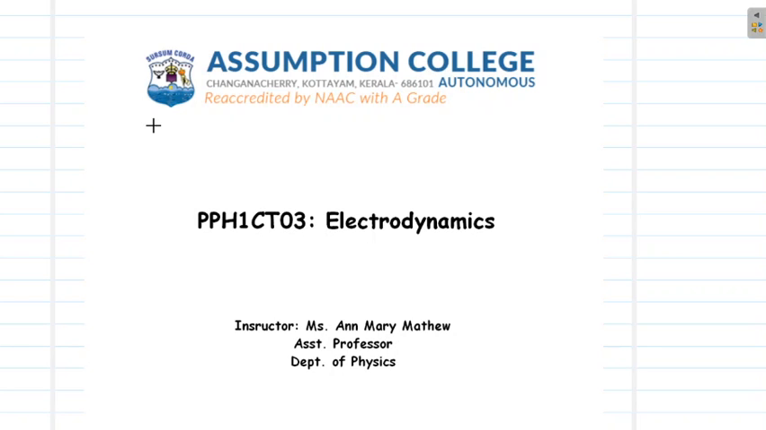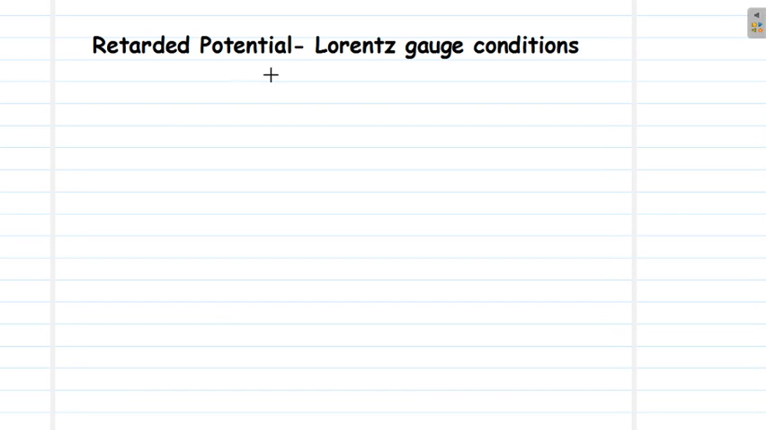Hello friends, in today's video, let us prove that the retarded potential satisfies Lorentz gauge conditions. So this is part of the lengthy derivation concerning retarded potentials. We had stated the equation for both retarded scalar as well as vector potential.